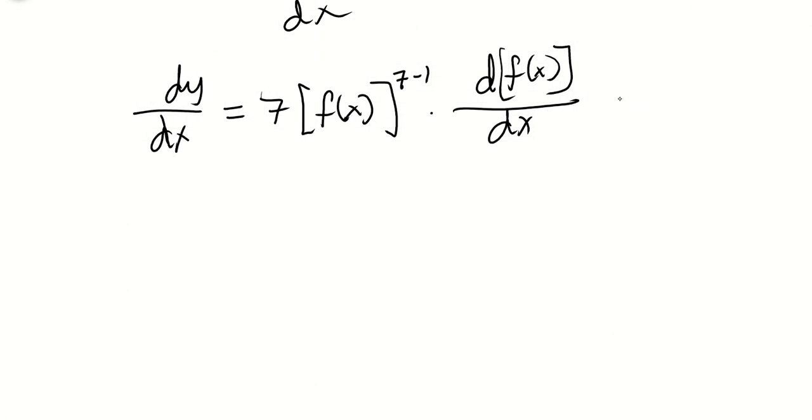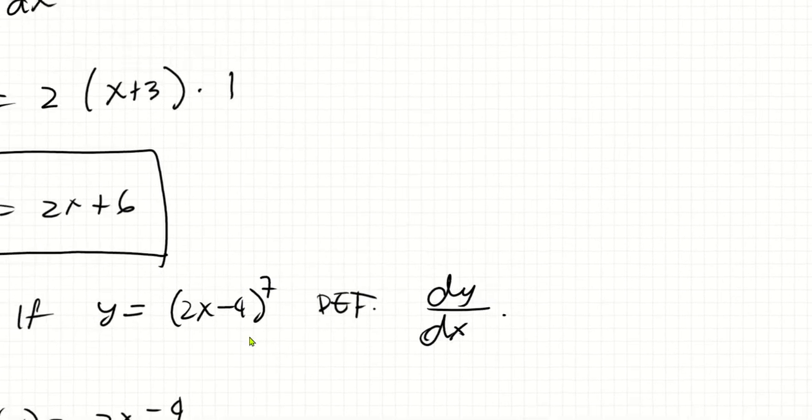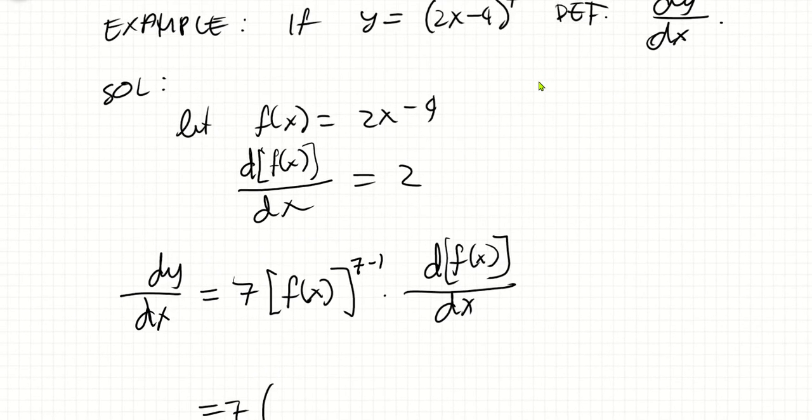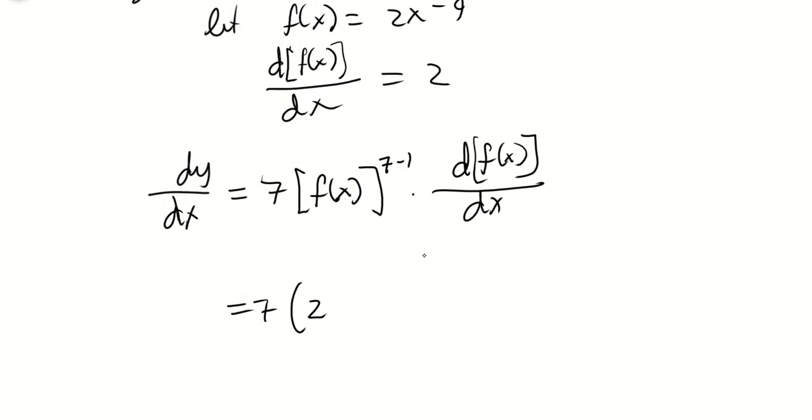Then simplify. So we have here 7. What is our f of x? It's just equal to 2x minus 4, raised to 7 minus 1, which is 6. Then you multiply it with the derivative of f of x with respect to x, which is 2. You multiply it with 2.